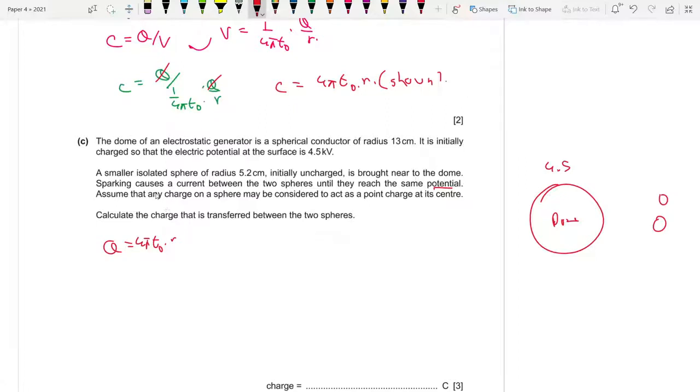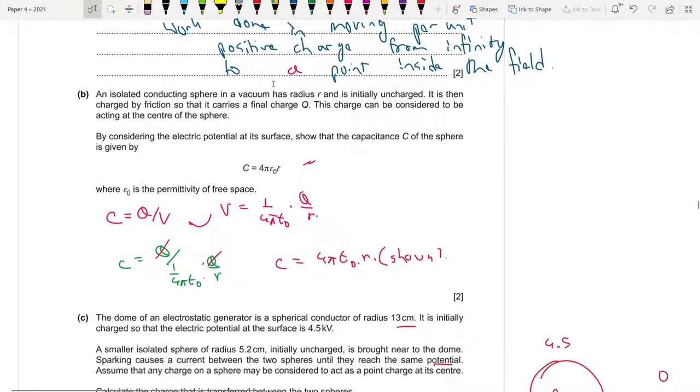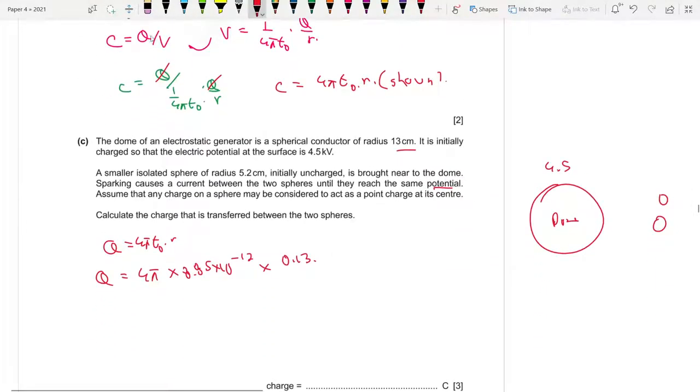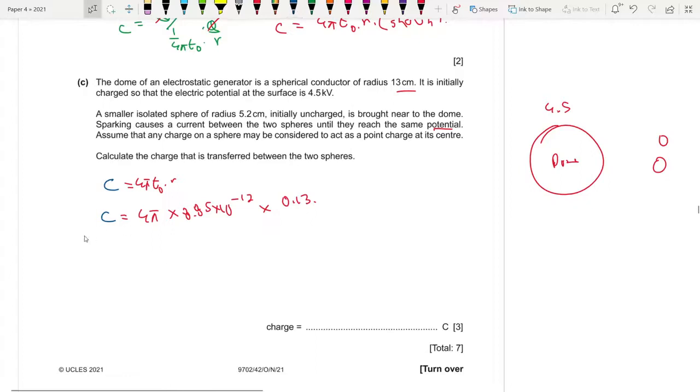So for the bigger sphere, what was the charge in the first place? 4 pi into the value of epsilon naught is 8.85 into 10 to the power minus 12 from the data booklet, right? Into its radius, which is 0.13. So this is the capacitance. Actually, I'm finding out the capacitance, but you do know that Q is equal to CV, right? For a capacitor, this is valid.